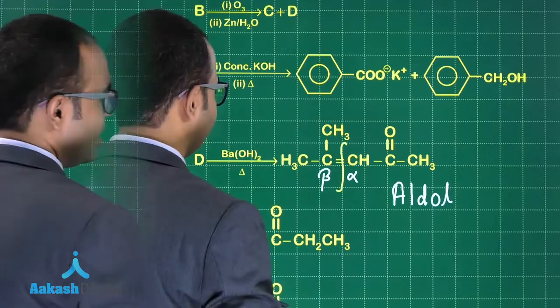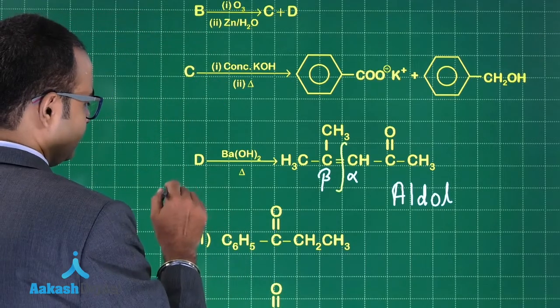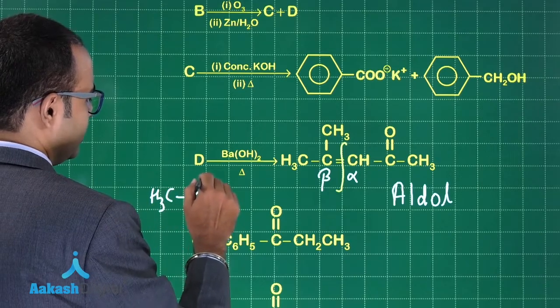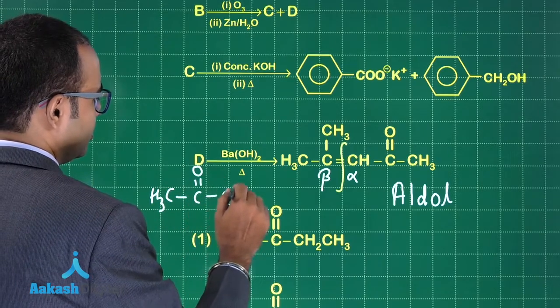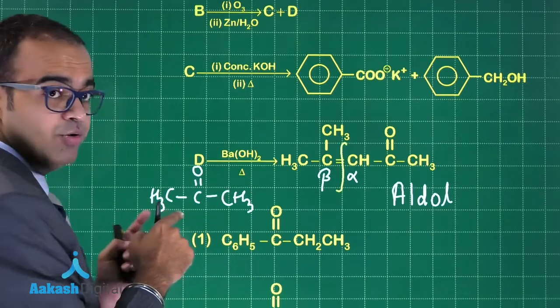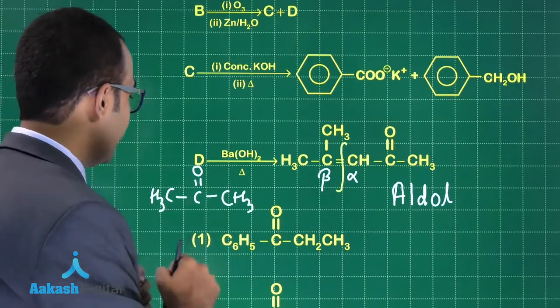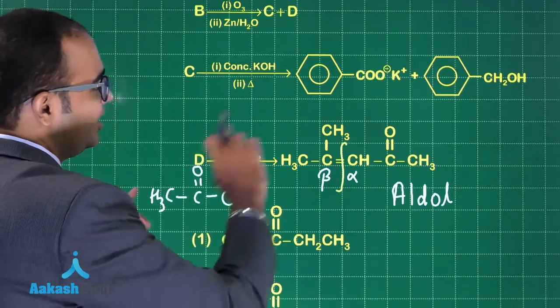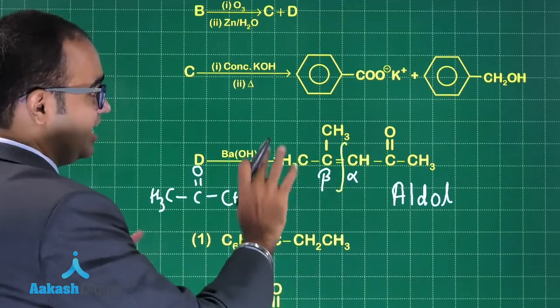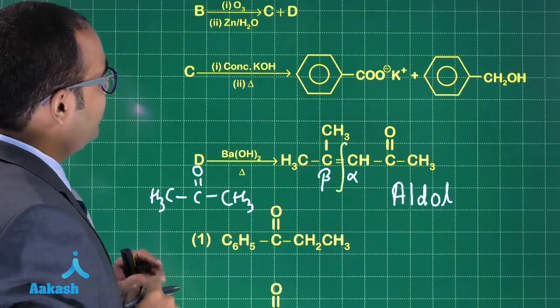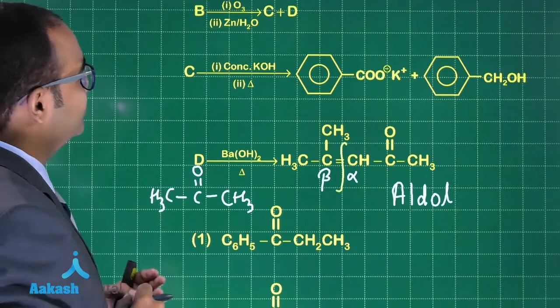So what do I get? I get CH3C double bond O CH3. So this is your compound D, guys. If I observe this carefully, this is undergoing aldol condensation and giving you this product. Yes. Now let us go to C, guys.